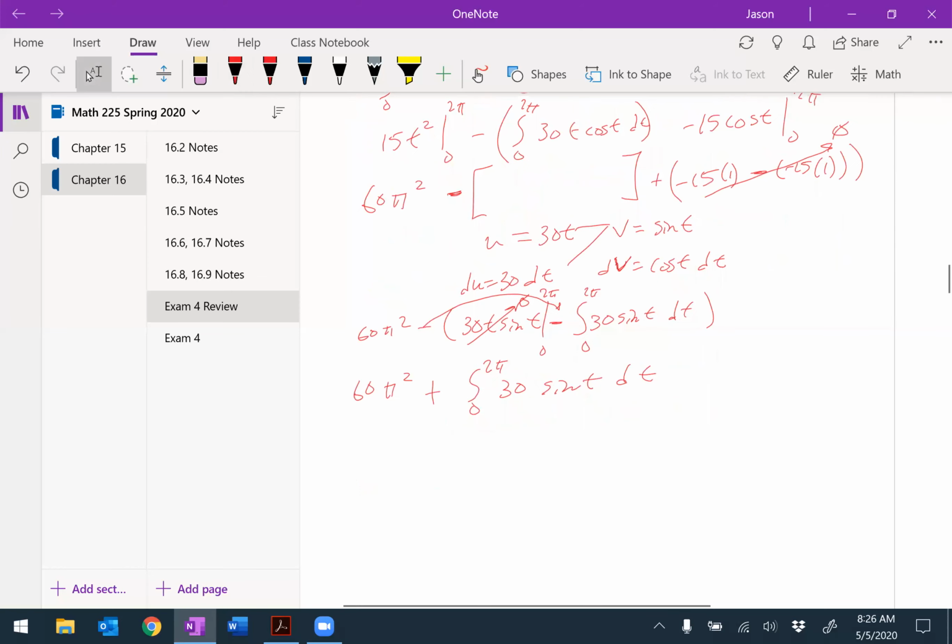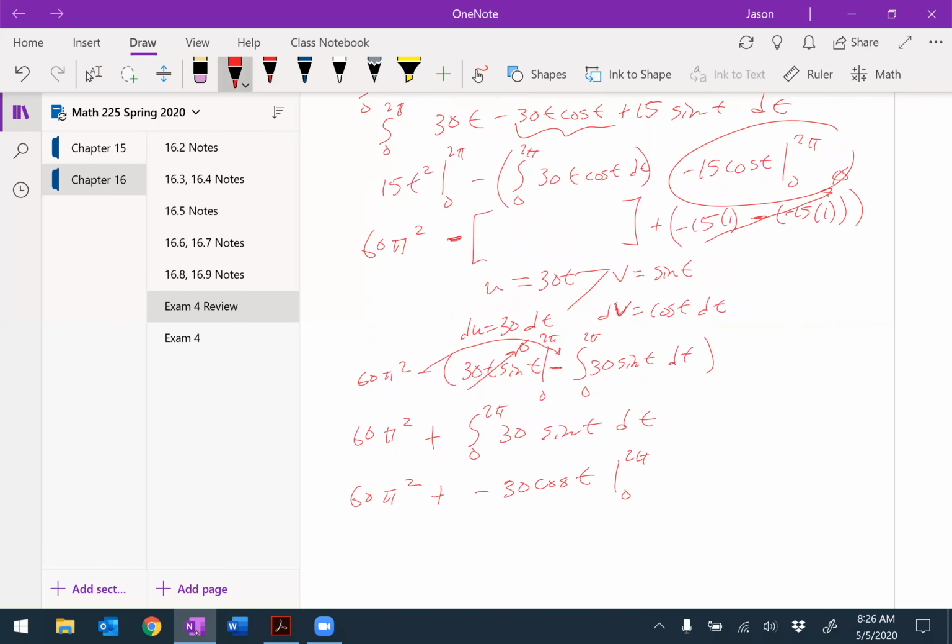Now we've got 60 pi squared plus, let's integrate this. This is going to be negative 30 cosine t from 0 to 2 pi, and we're left with the same scenario that we had before, right up here, where we have the negative cosine 2t, but we end up adding and subtracting the exact same thing. And so that goes to 0, and I'm really just left with that first term, which is 60 pi squared. That's it, on number 2.